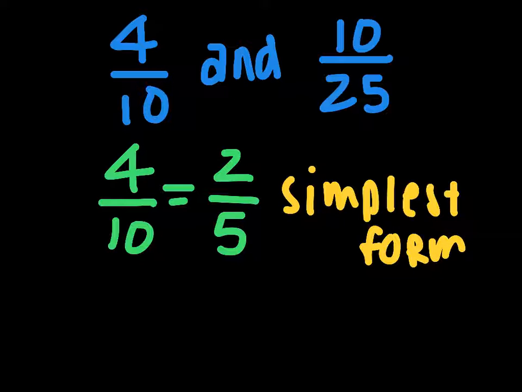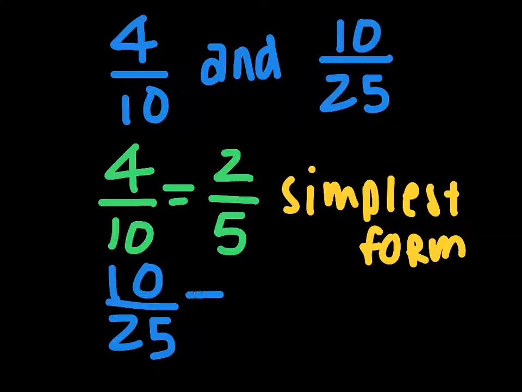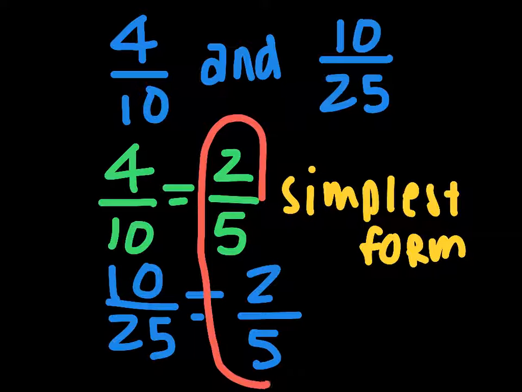Okay, let's do 10 over 25. When I see 10 over 25, I think 5, just because I know that 5 can go into that. So 10 divided by 5 is 2, and 25 divided by 5 is 5. Whoa, okay. Do you see what I see? Pretty sure you do, okay? 2 over 5 and 2 over 5, they're the same number. So that means that these ratios are equivalent. So 4 over 10 and 10 over 25 form a proportion.